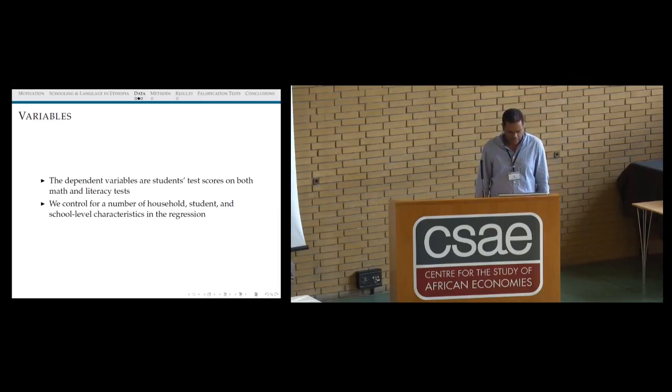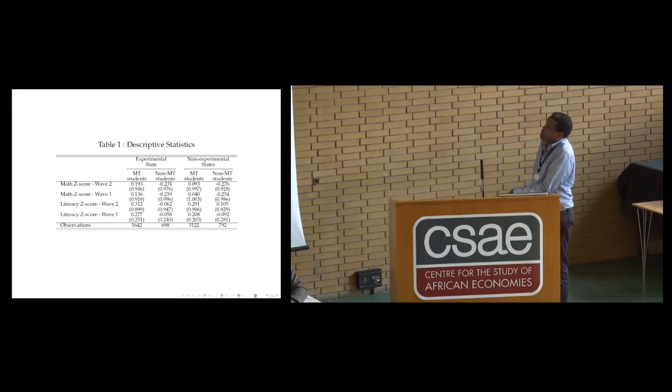So, these are the left-hand side variables: standardized test scores on both math and literacy tests. And this is the descriptive statistics. For the interest of time, I've thrown in a bunch of control variables like student level, household level, and also school and class level variables, but these are the main left-hand side variables.